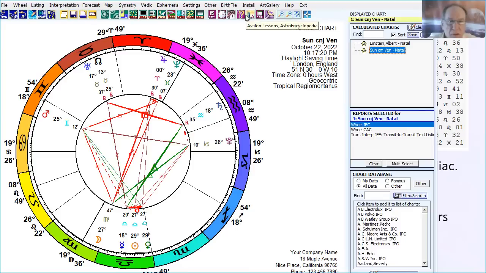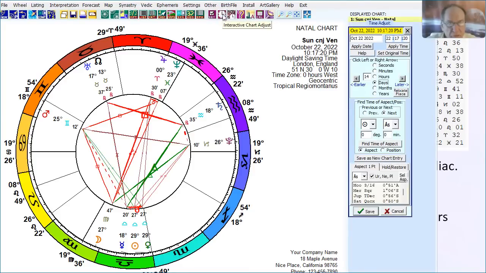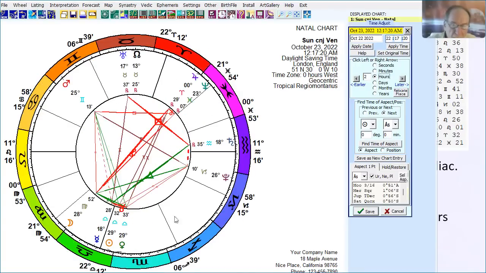So let's do a time adjust to see this. I'm in the Sirius astrology software. I'm going to go 2 hours later, hit the right arrow, and there's the Sun and Venus and all the planets, the whole sky spinning around.